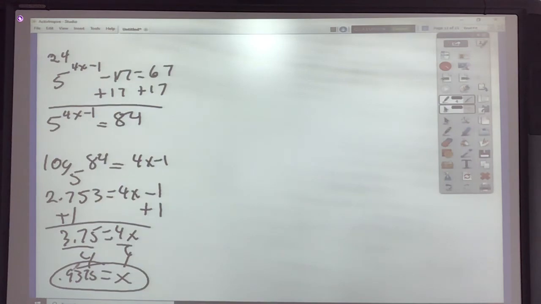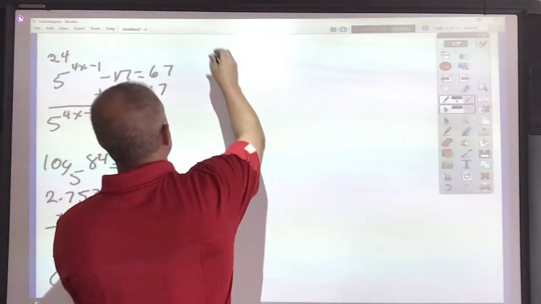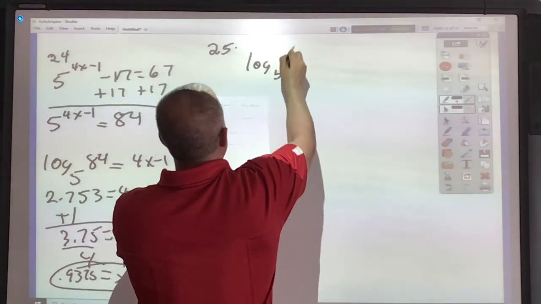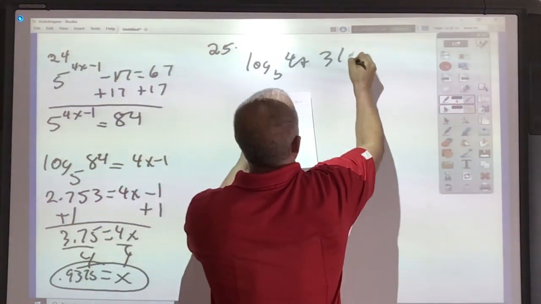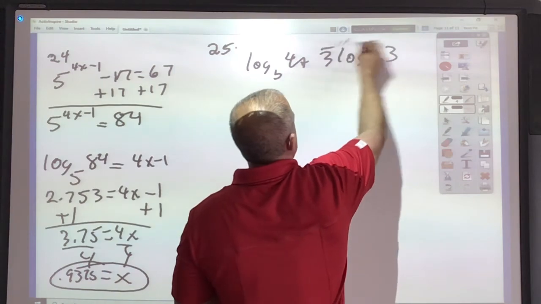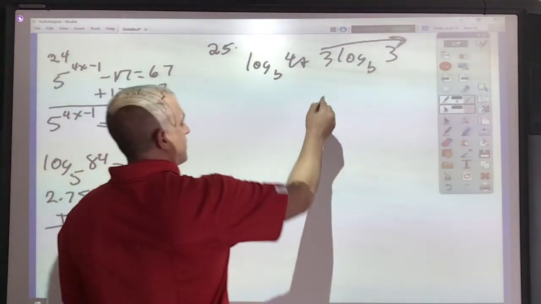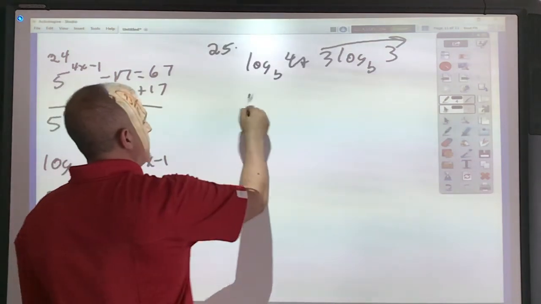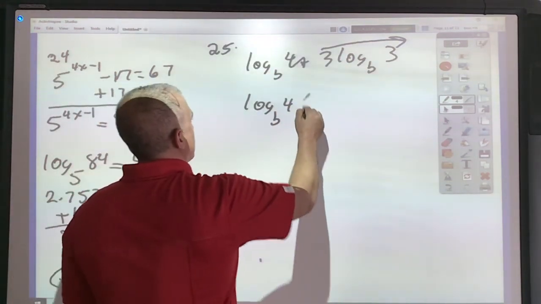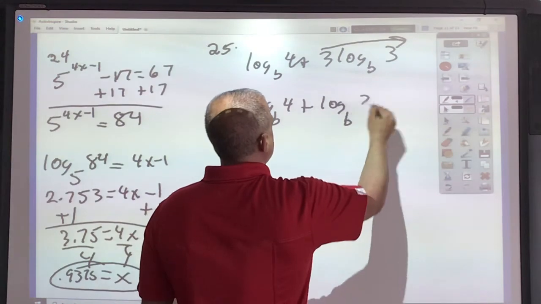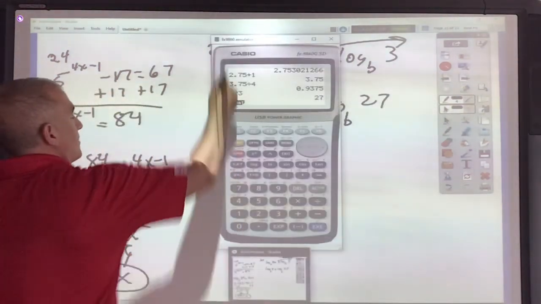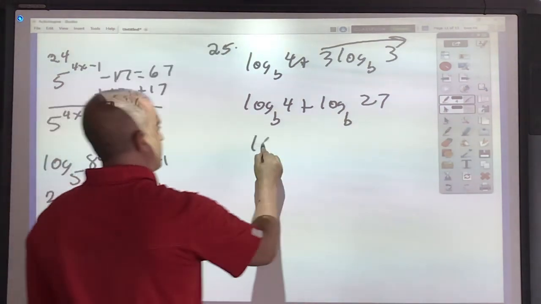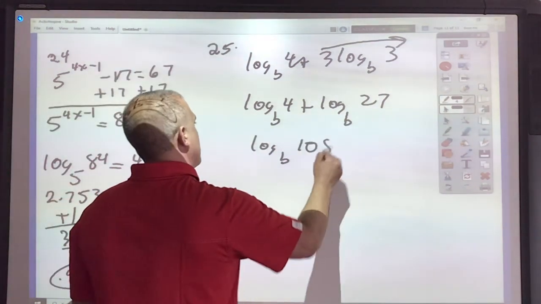Okay. Write as a single log. Okay, so I got log 4, 4x, 3, log b, 3. First thing you want to do is move that 3 up. So that's 3 to the 3rd power, which is 27. So log 4 plus log b of 27. And then with the plus, what you want to do is that turns into multiplication. It's going to be log b 108.